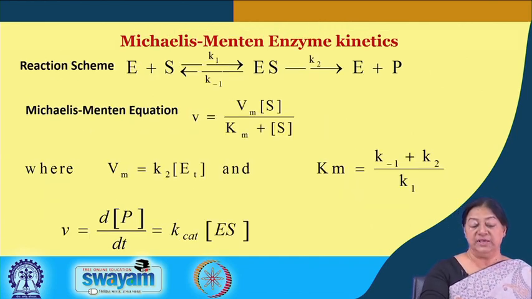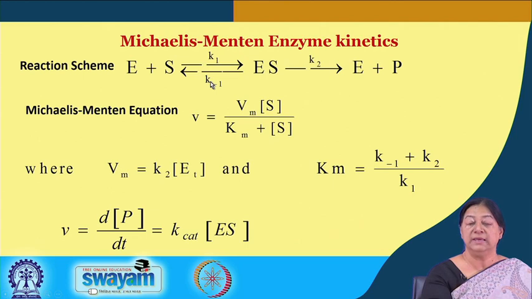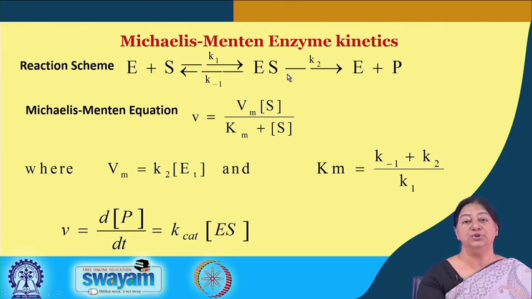In the reaction scheme that we just learnt, we can apply what is called a steady state approximation to the ES complex. What do we mean by this? We look at the rate of formation and the rate of destruction of the enzyme substrate complex. This means that the forward reaction is the only way by which the enzyme substrate can be formed, and the decay can occur through either K minus 1 or K2.